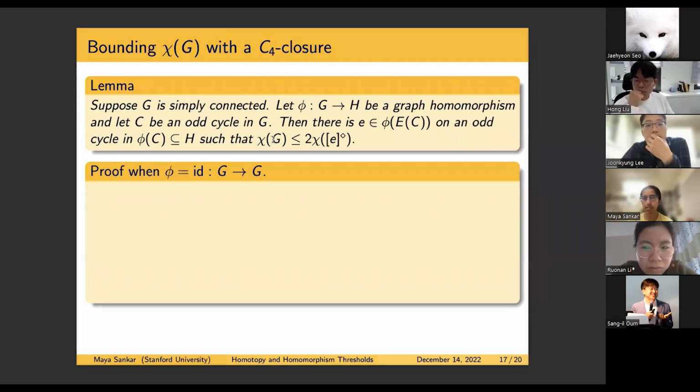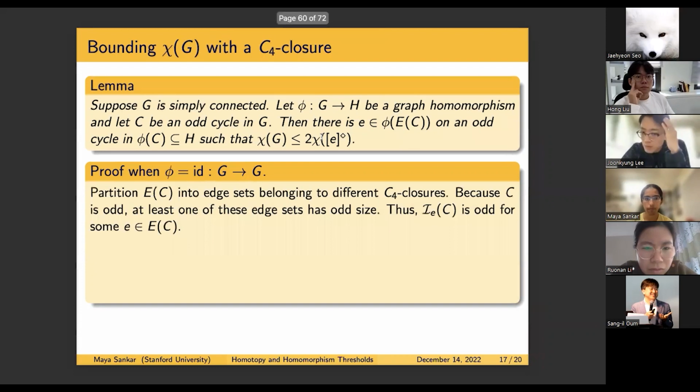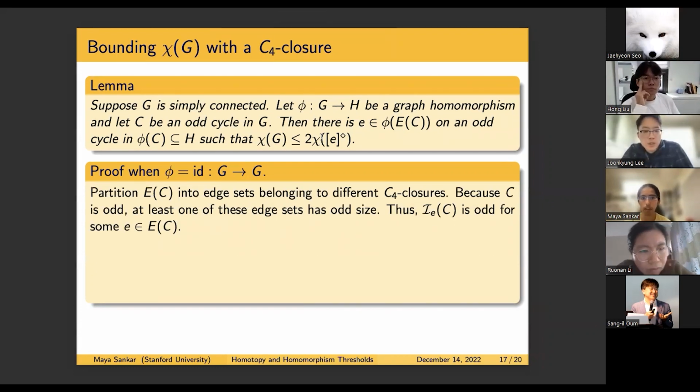So I think this is easiest to see in the case that phi is the identity map. I realize that's not quite the regime we're working in, but I think a lot of the proof ideas are the same, even in the general case. So when phi is the identity map, we're just looking for an edge of C. So we can partition C into the different C4 closures. And because C is an odd cycle, at least one of these parts is going to have odd size. So that is, C intersect some C4 closure is going to have odd size.